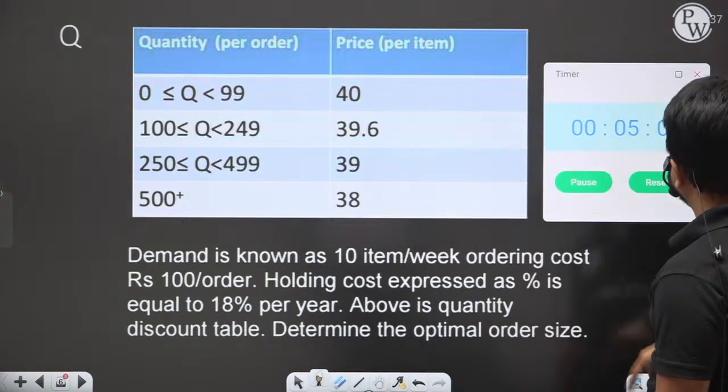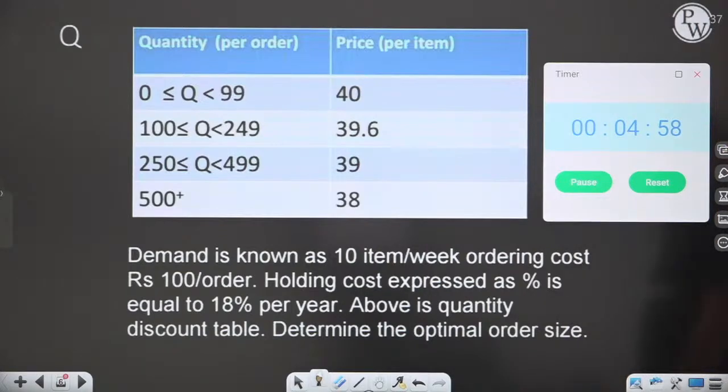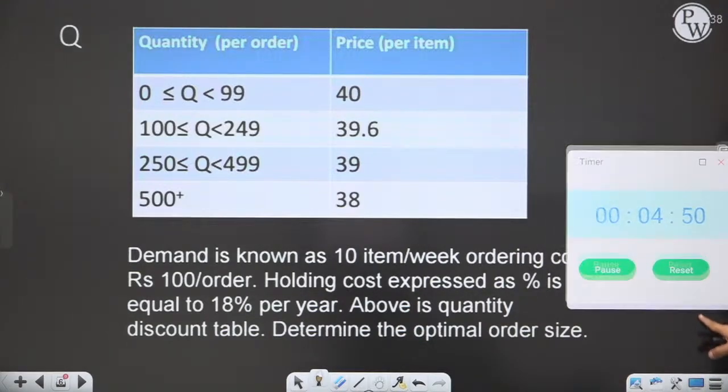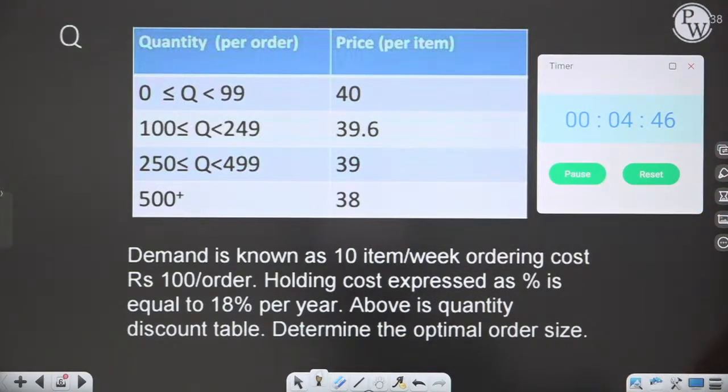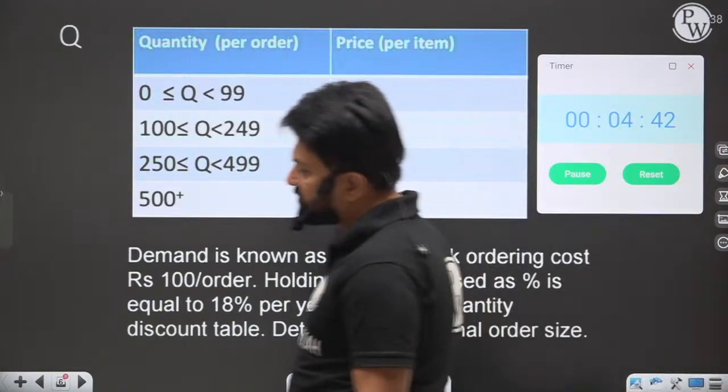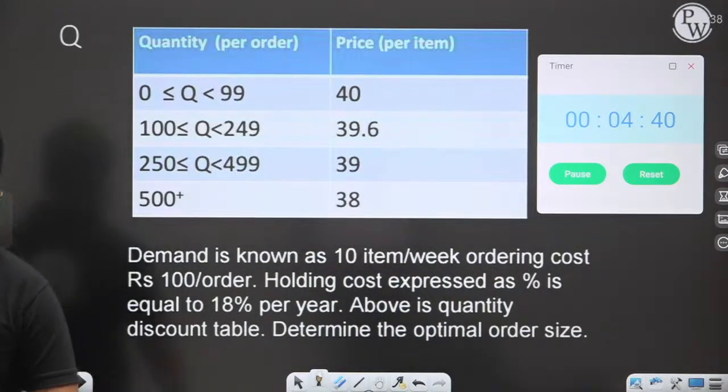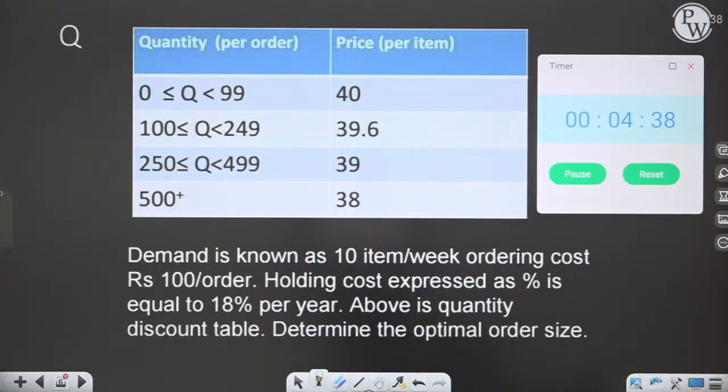Five-minute timers. Here I am going to provide you, within 5 minutes, you have to solve this question. So in front of you, the timer is running. Take your time, because in the GATE exam you have to solve this question within 5 minutes, right?